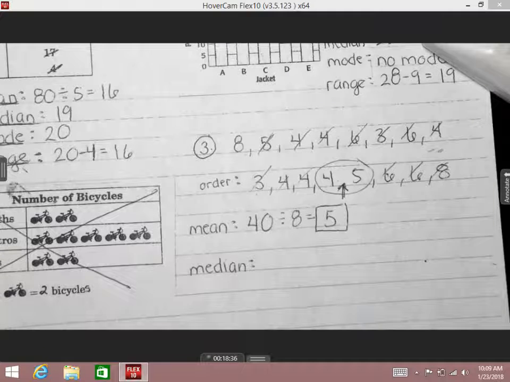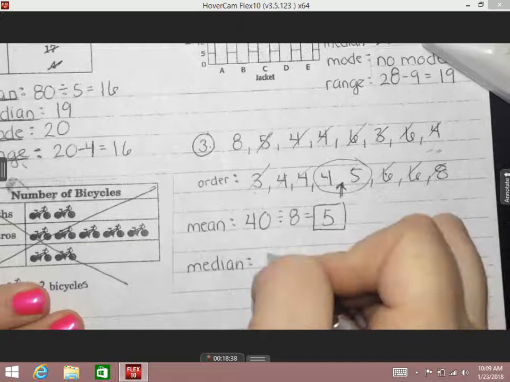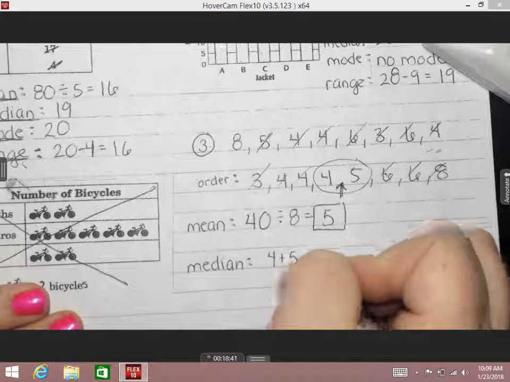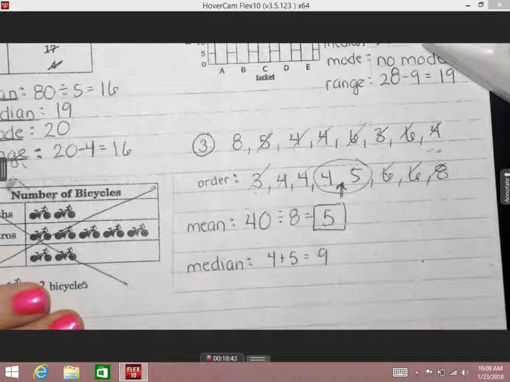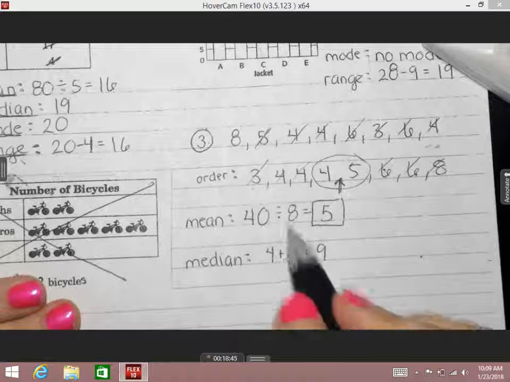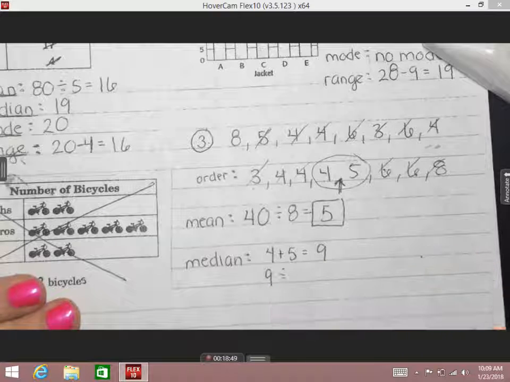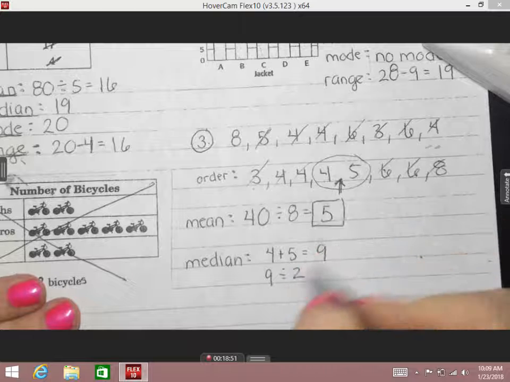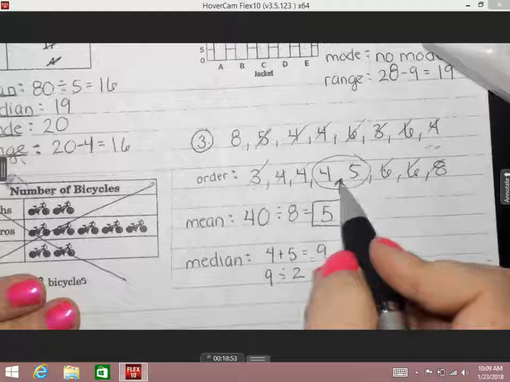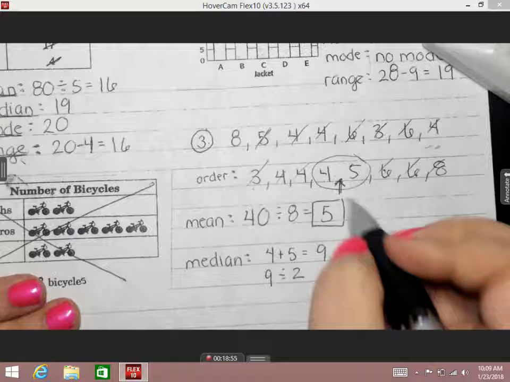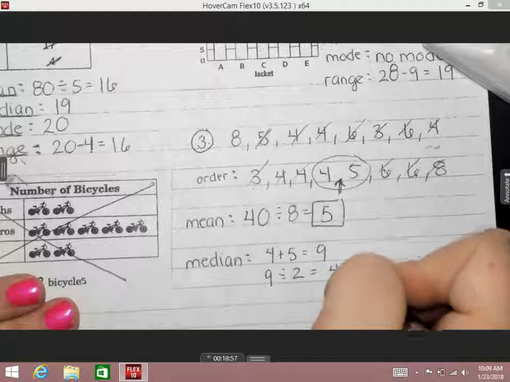Thank you. All right, so we're going to take our 2 numbers and we're going to add them together. We're going to do 4 plus 5, which gives us 9. Now, in the mean, we add and then we divide. What am I going to divide that 9 by? Taylor? 2. You notice she did not say 8. Did I add 8 numbers together? No, I just added 2. So we divide by 2 and that gives us 4.5.